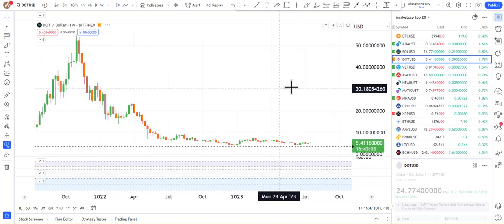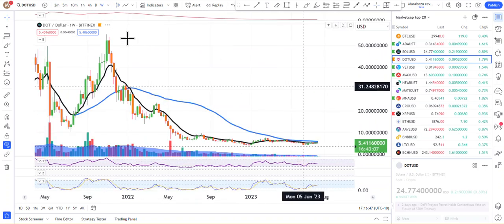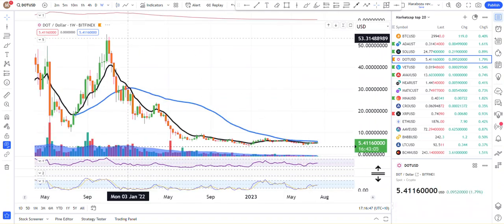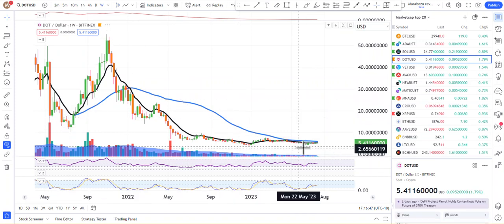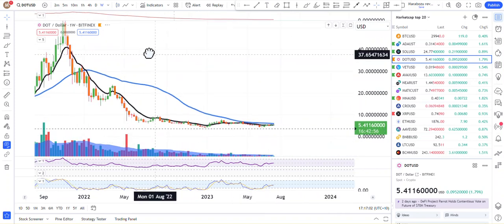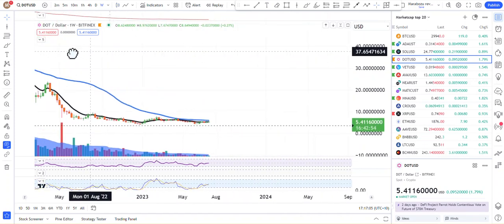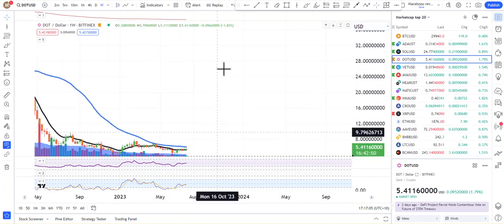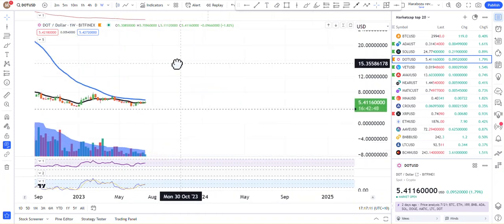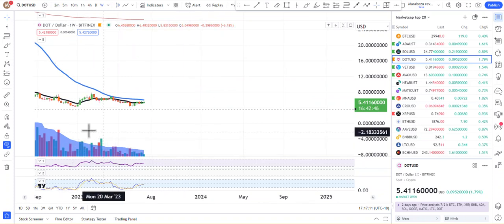So here we can see with DOT, that's gone up a long way. That's well over $50, and now we're down to $5.40. So in this kind of scenario, we're back here, and this is being accumulated again. I'll just take that back a little bit so we can see a little bit more of the volume there. And here we can see accumulation with the volume.